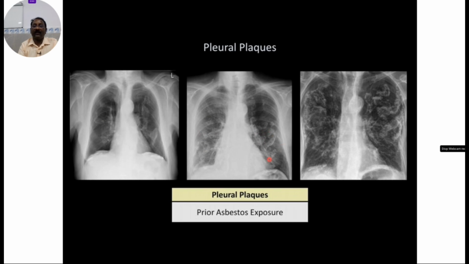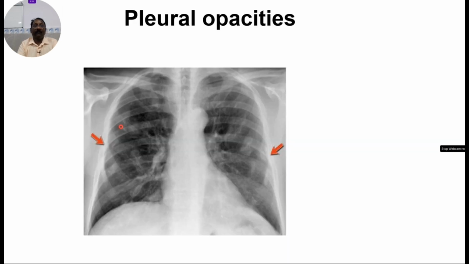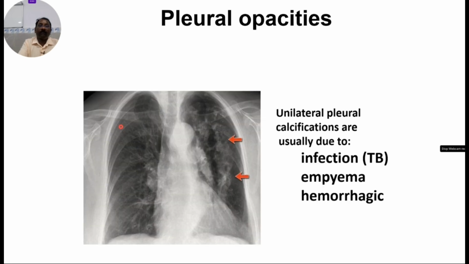So these are the pleural opacities. See the pleural opacities. Right lung is okay. The left side, you can appreciate these things. Unilateral pleural calcifications. These are due to empyema, or hemorrhage.